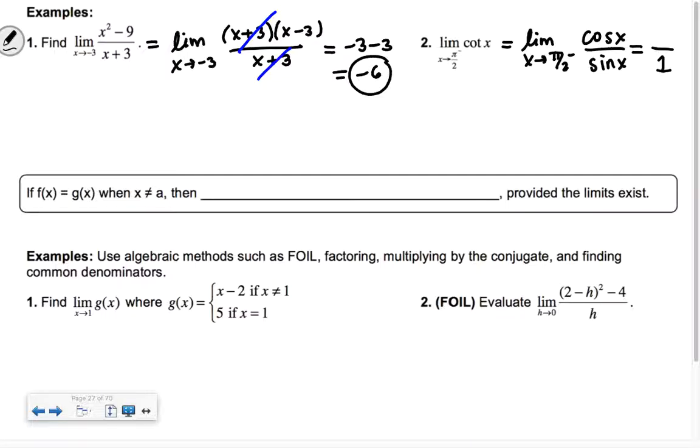What's cosine of pi over 2? 0. This answer is just 0. It wasn't undefined or anything. It worked out. It was 0. So since it was in the domain, we could plug in. Does that make sense? If you had tangent, I would do like a graph or something.